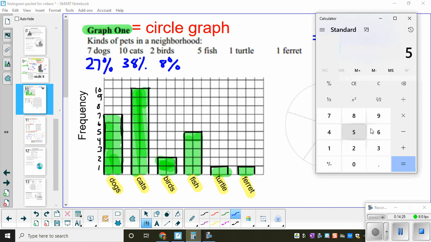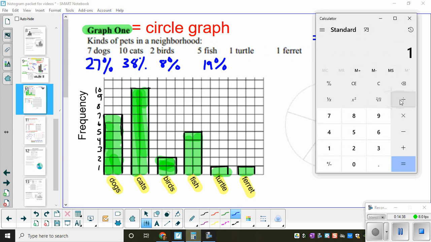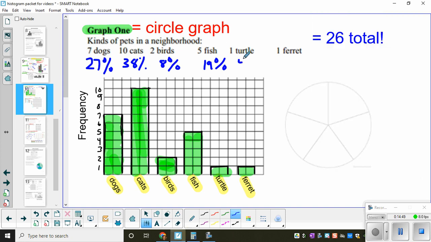Now we're going to do the 5 divided by the 26. All right, so that's going to be 19%. And the answer I get for the turtle will be the same answer for the ferret since they're both just 1 out of the 26. And we are making this a percent now. And we can see again, because there's an 8, we're going to bump this up to a 3.8, so it's going to be a 4%.